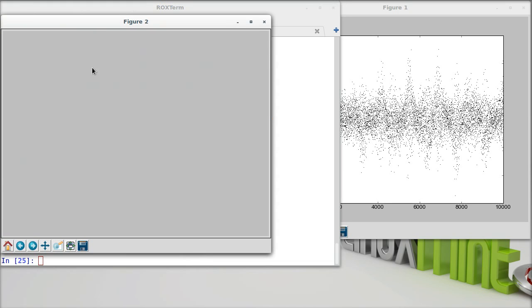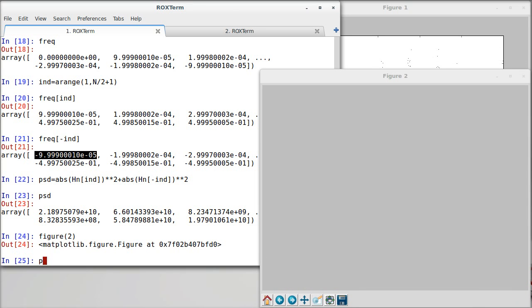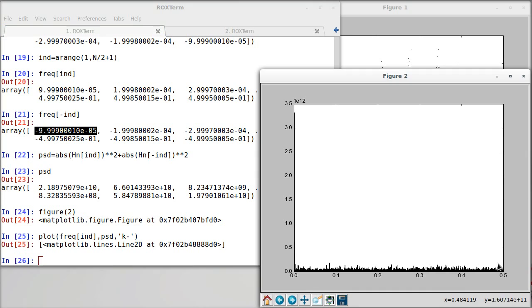Let's not mess up our original plot, so let's make a new plot. Stick it over here. And so let's plot as a function of frequency, at just the index value, so just the positive frequencies, the power spectral density. And we'll just make it a black line. Okay, there it is. So notice, for the most part, it's pretty flat. This is actually showing all the noise. And there's some features down here. There's some spikes in this power spectral density at some low frequencies.